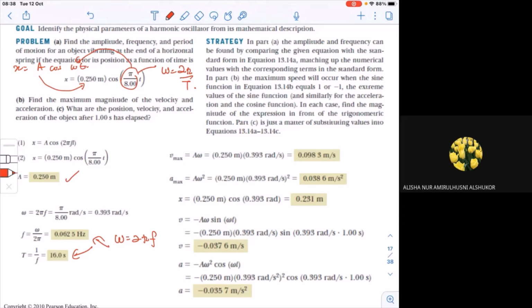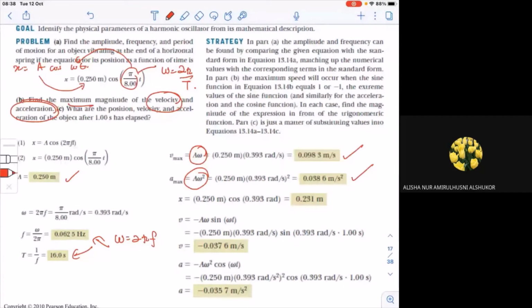Then part B: find the maximum magnitude of the velocity and the acceleration. Again, maximum velocity and acceleration. Look at how they write it down. Maximum velocity is A omega, and maximum acceleration is A omega squared. But look at how they answer it: the values will be in meters per second and meters per second squared.